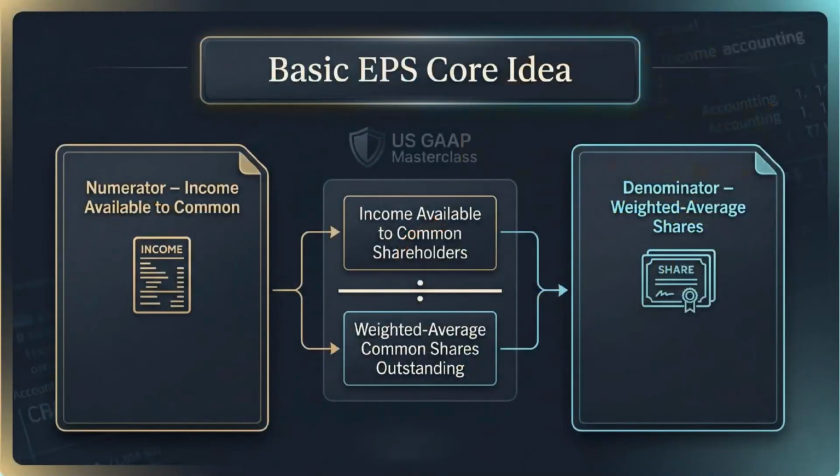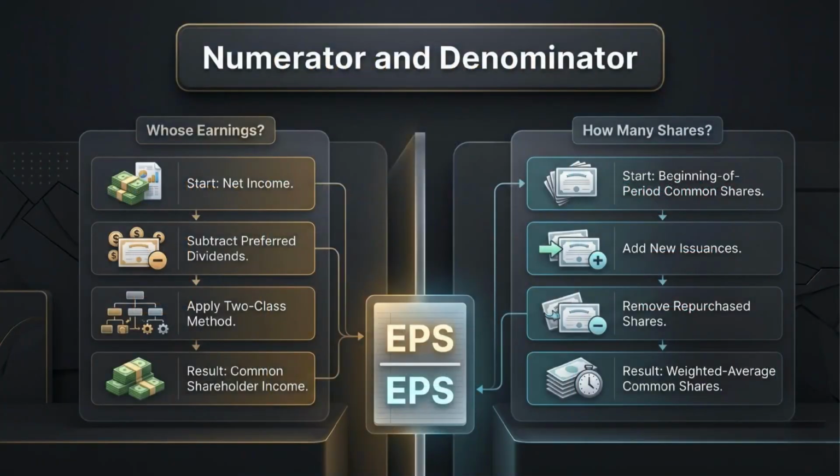Now we come to the basic EPS formula. Basic EPS equals income available to common shareholders divided by weighted average common shares outstanding. In this video, treat this as a framework only. Do not worry yet about every preferred dividend rule or every share count timing rule. Those are coming in separate lessons. For now, remember that basic EPS uses the actual common share claim on earnings without assuming conversion or exercise of potential common shares. The numerator and denominator must stay separate in your mind.